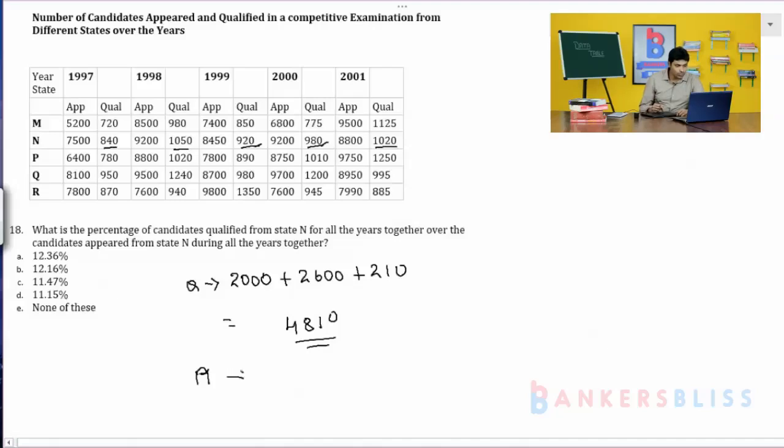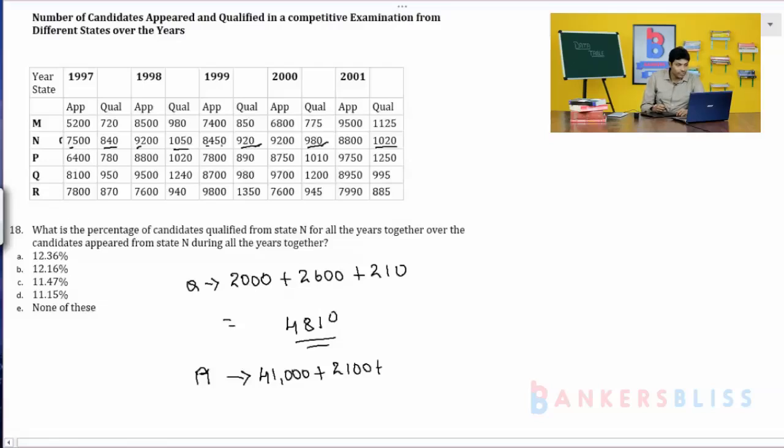Appeared candidates. So how much are you going to get from state N? See here, 7000, 9000, 8000, only those things you calculate. So 7 plus 9, 16, 16 plus 8, 24, 24 plus 9, 33, 33 plus 8, 41. 41,000 plus 500, 200, 700, 700 plus 400, 1100, 1100 plus 200, 1300 plus 800, 2100. So you are going to get 2100 plus the remaining values you calculate.